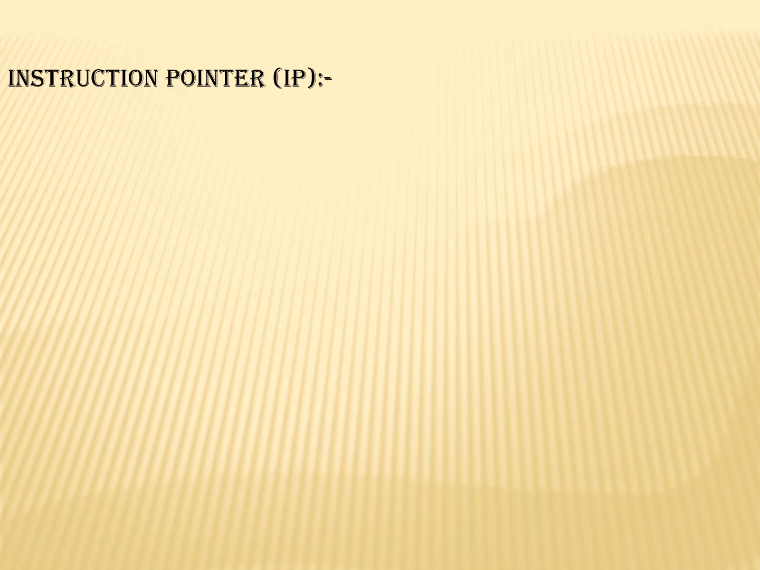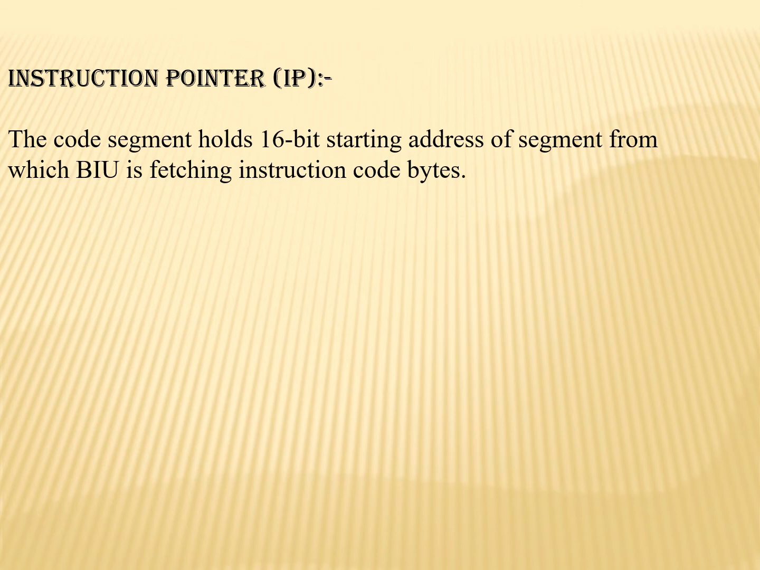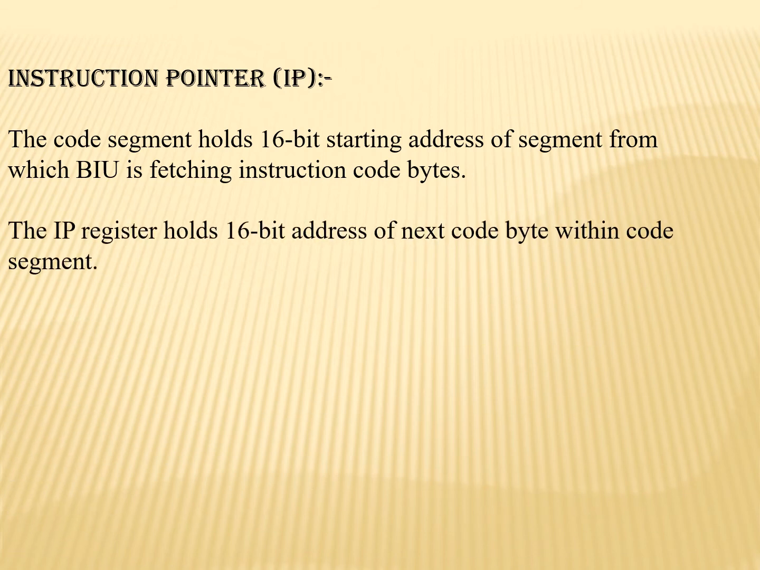We know the program or the instruction is always present in the code segment. So the instruction pointer will always point to the 16-bit address of the code segment. And once the instruction is fetched, decoded and executed, it will automatically get incremented by 1. In simple words, the instruction pointer is similar to your program counter. The code segment holds the 16-bit starting address of the segment from which the BIU is fetching instruction code bytes. The IP register, that is the instruction pointer register, holds the 16-bit address of the next code byte within the code segment. Why in the code segment? As I said, the instructions are always available in the code segment for execution.